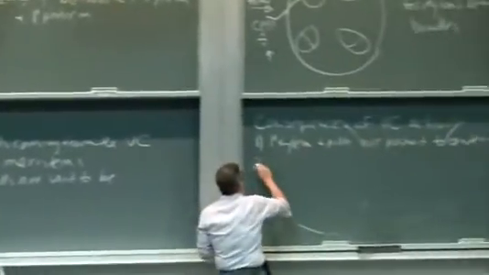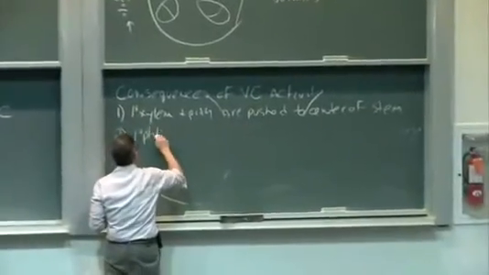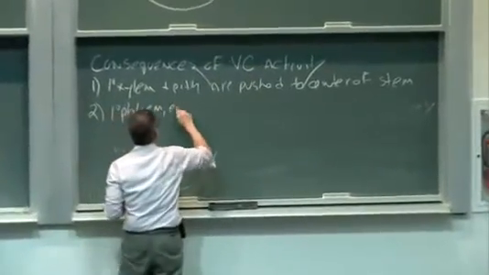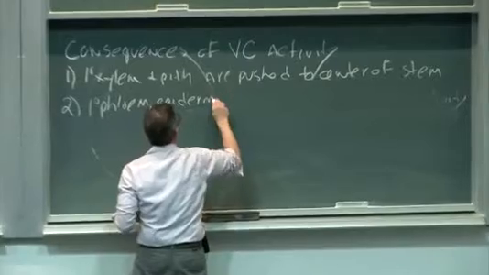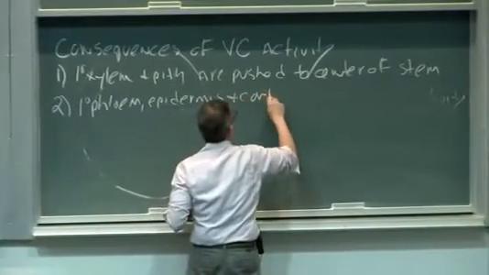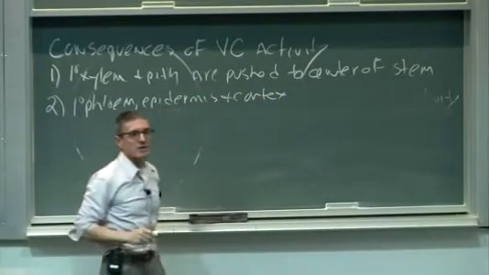The second consequence is that the primary phloem, epidermis, and cortex are being pushed to the outside of the stem.